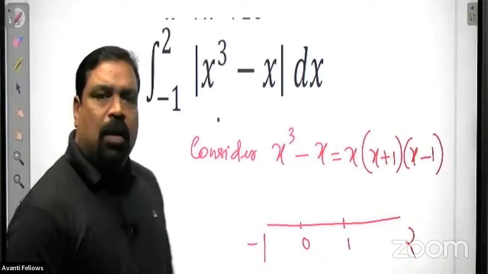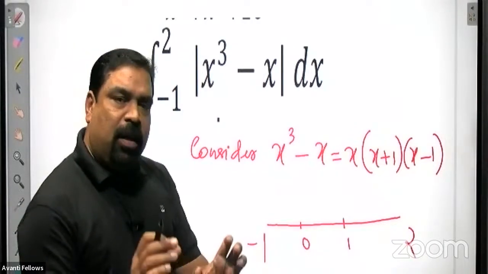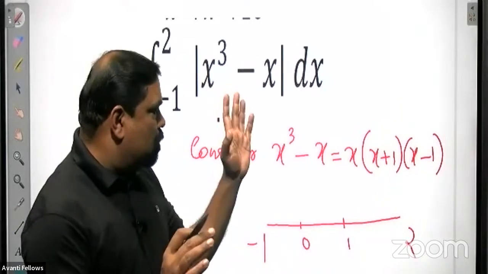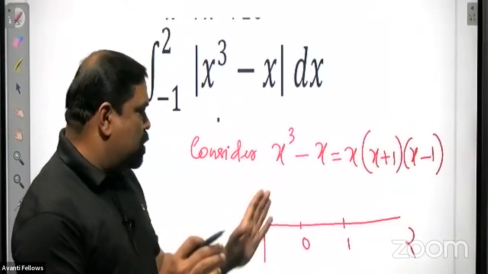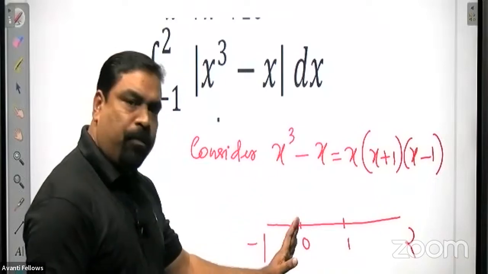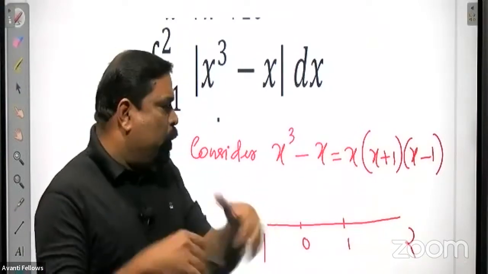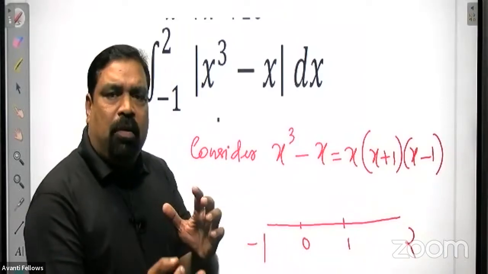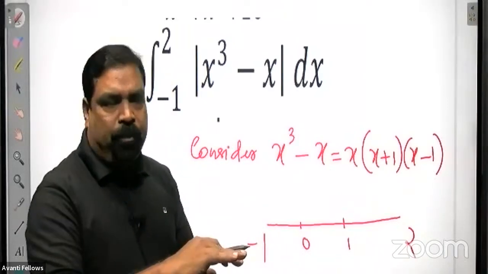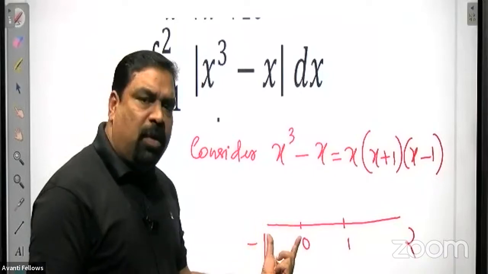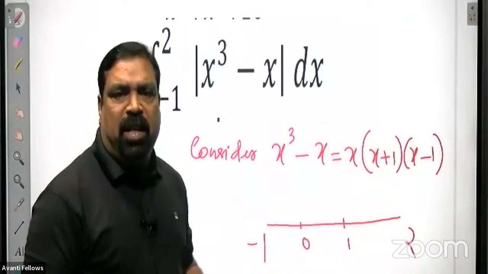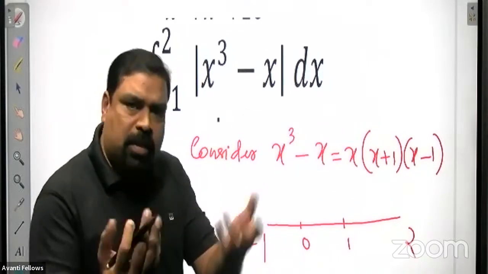So that means we have to break the given function for integration at 0, meaning minus 1 to 0, then 0 to 1, then 1 to 2. That's clear? Okay. Now the question is where it is positive, where it is negative. In which interval it is positive and in which interval it is negative. That is the next task.